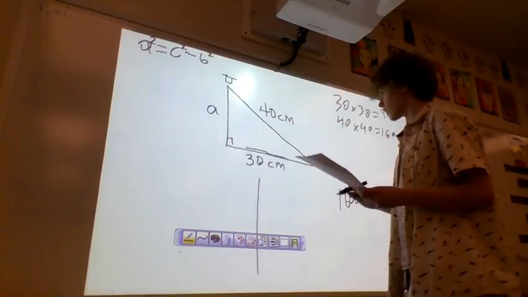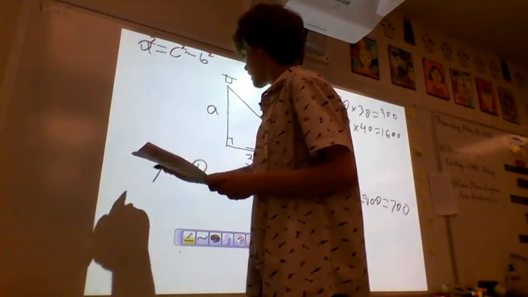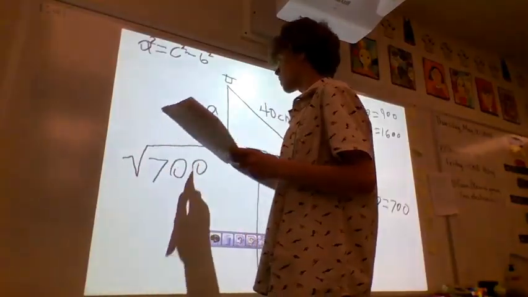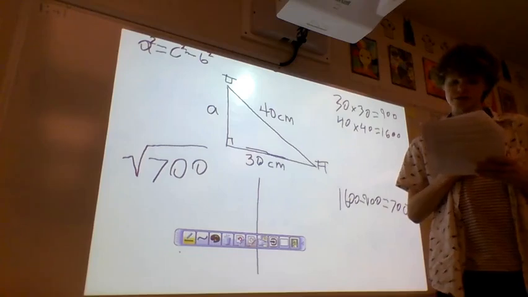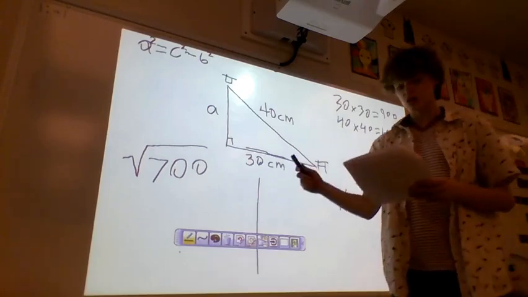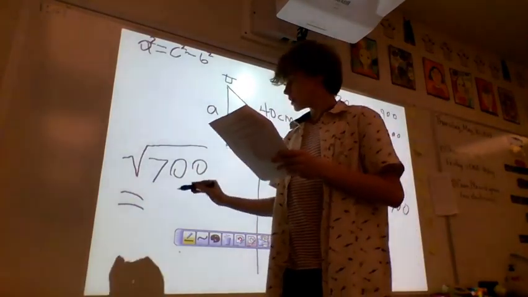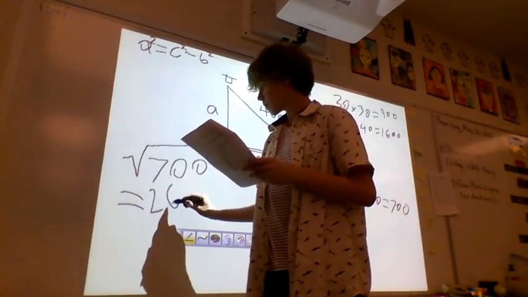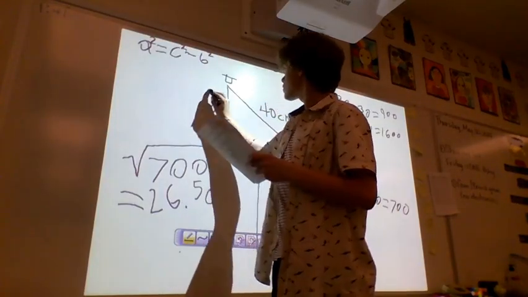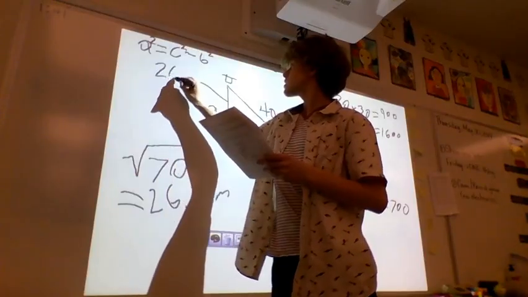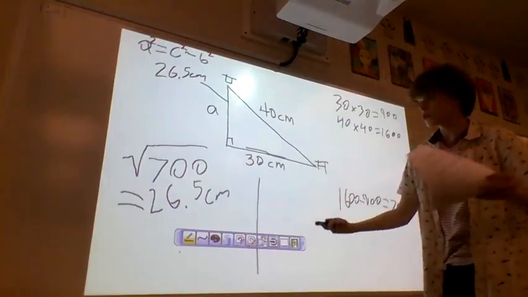So to find the square root of 700, we simply put it into our calculators. And if you put it into your calculator right now, you'll probably see it's not a very nice number. So I will take the liberty of reducing it for you, and I will round it for you, which gives us our answer of 26.5 centimeters. So that length is 26.5 centimeters. And we have our answer.